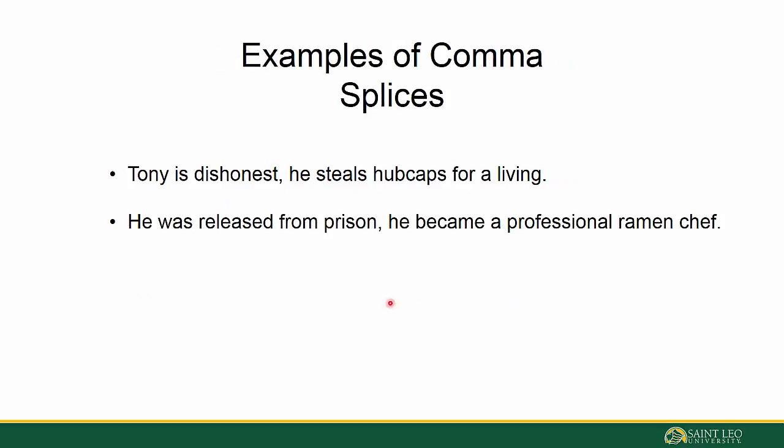Look at these examples. Tony is dishonest, He steals hubcaps for a living. Notice how these two independent clauses are separated by a comma. This is a comma splice. They are two independent sentences and should therefore be separated by a period instead. For example, Tony is dishonest, period. He steals hubcaps for a living. A period is the correct punctuation because it separates the two complete thoughts.